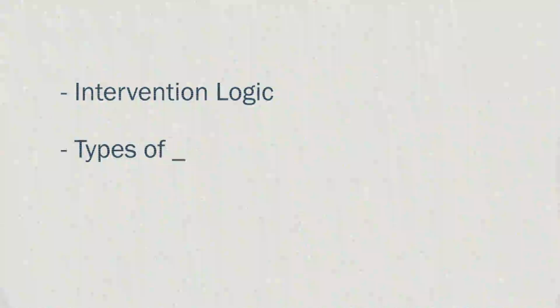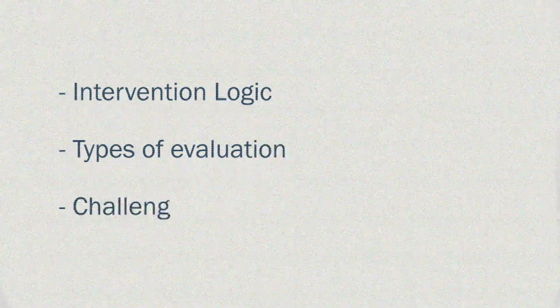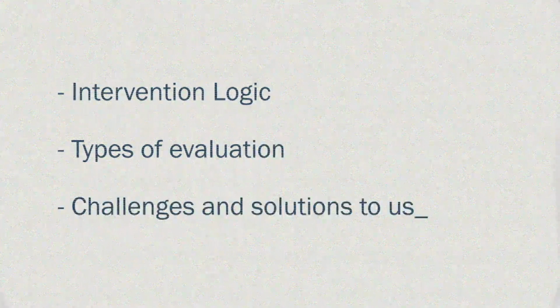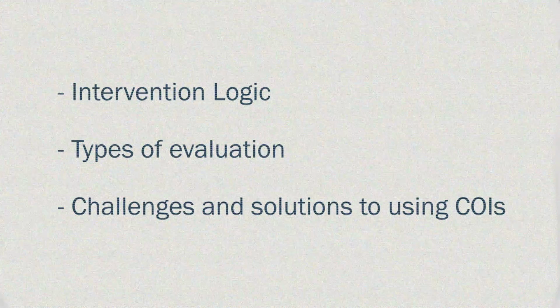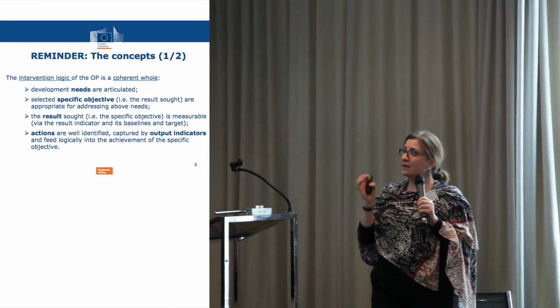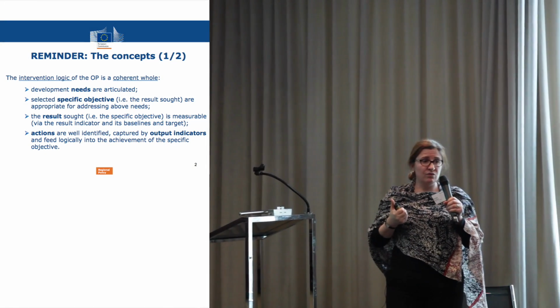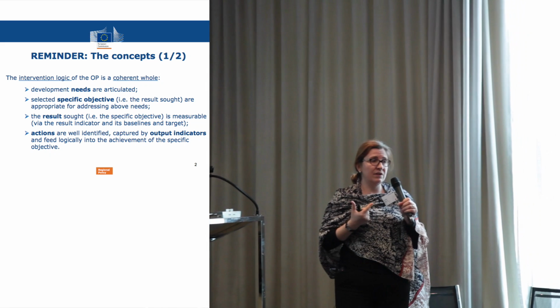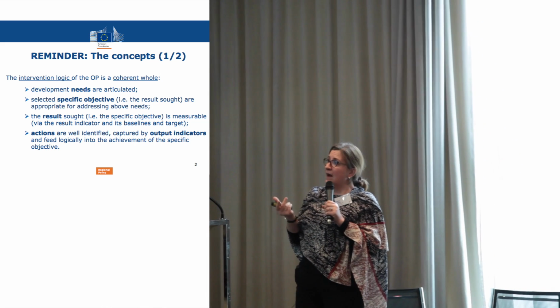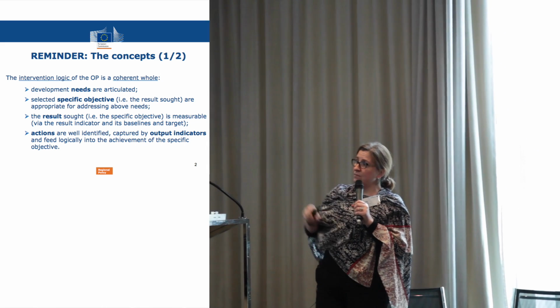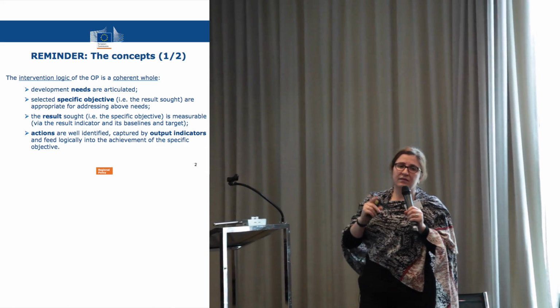What should the intervention logic look like? What are the challenges and solutions to using common output indicators? Intervention logic of the program is a very important thing, and it recapitulates exactly what I just said. I need to know the problem. I need to know why I need to intervene in the problem. How am I going to define my problem through the result in the specific objective? That's what I want to change.